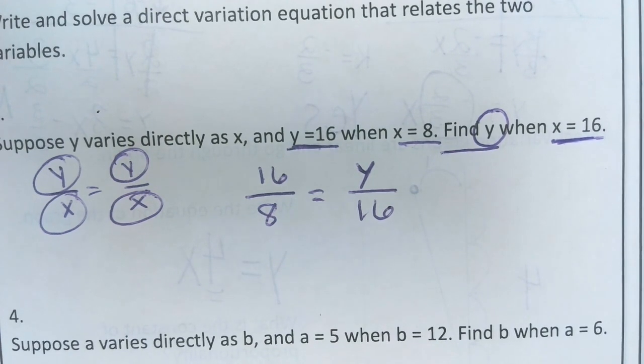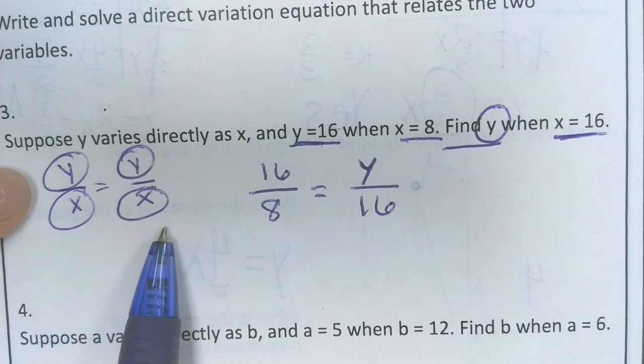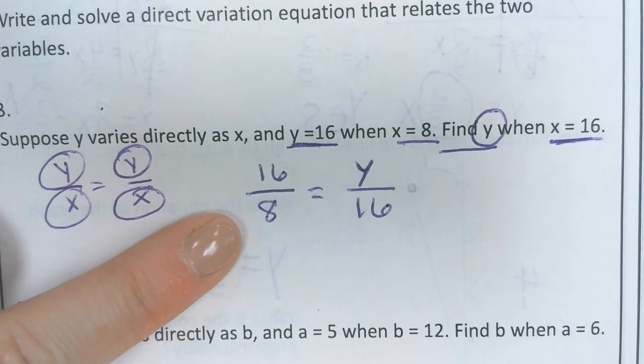So the important thing about setting up proportions is just making sure that you're consistent. If you do y over x, then your other fraction has to be y over x. You can't flip-flop it. All right, so solve this one. Is this an easy ratio to work out, or would you rather do cross multiply and divide?